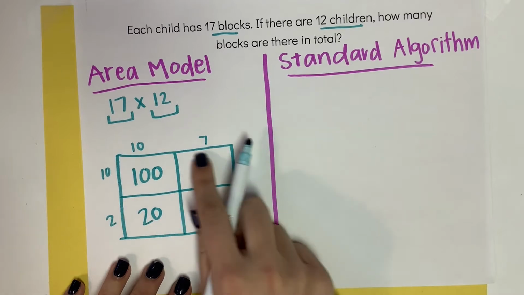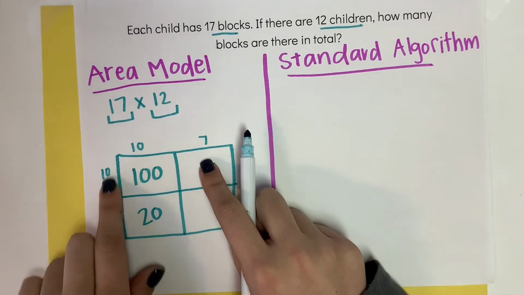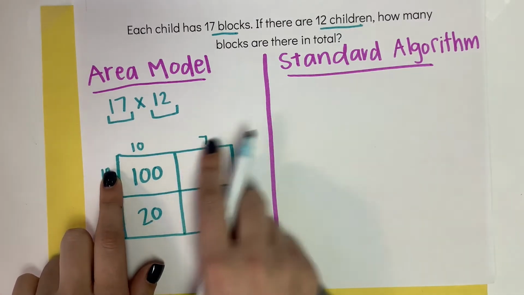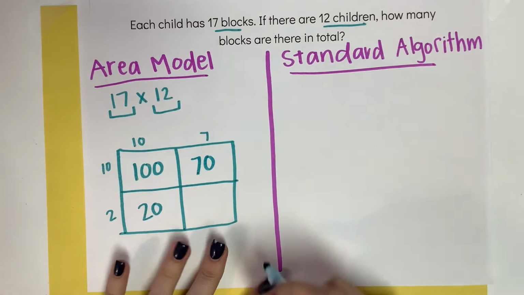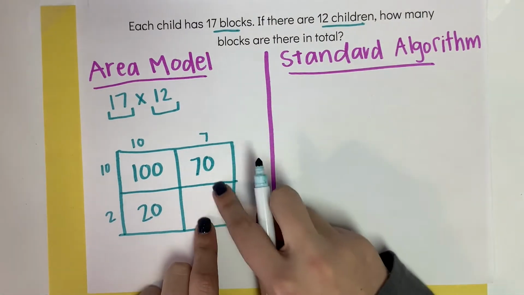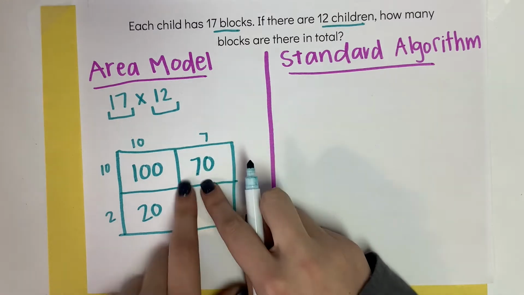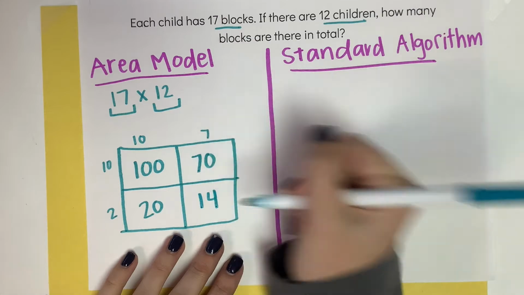Now, what goes in this box? How many are in here? Well, if I go over here, this side is 10. Up here, it's 7. So 10 times 7 is 70. Now, down here, I have 7 this way, and this way, I have 2. So 7 times 2 is 14.